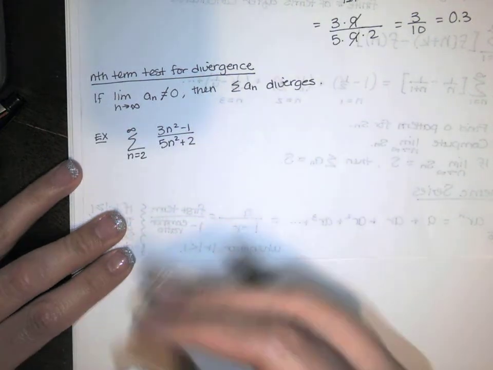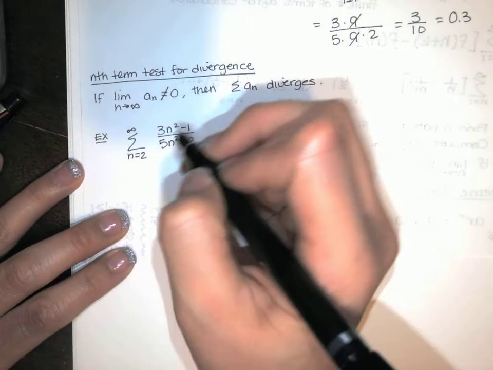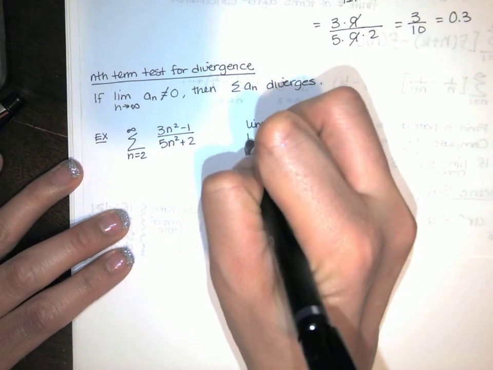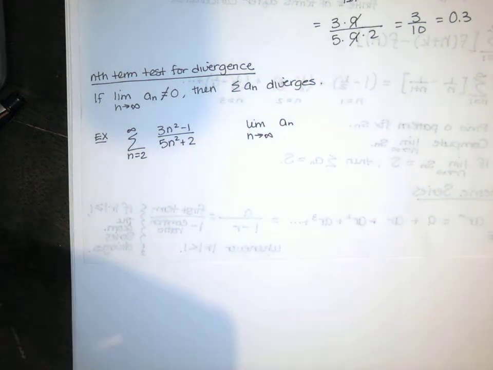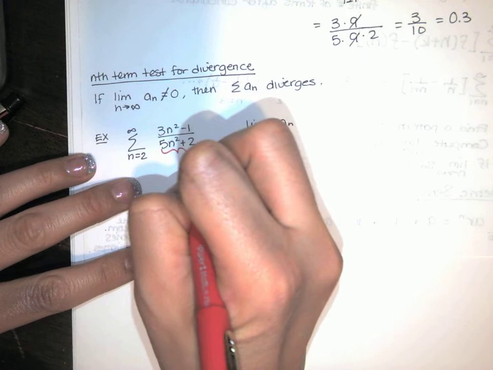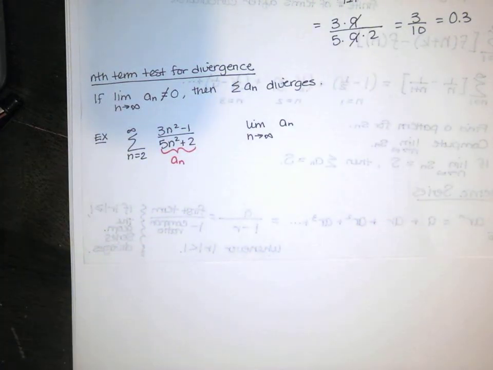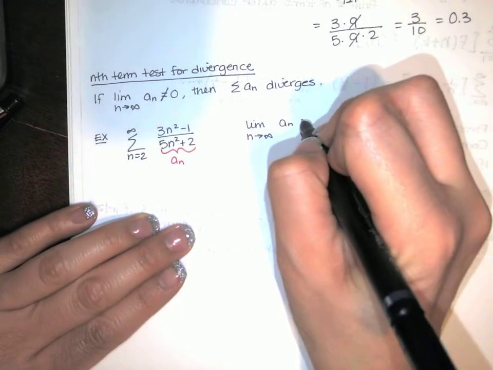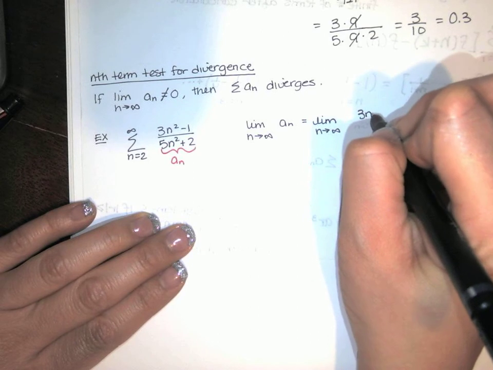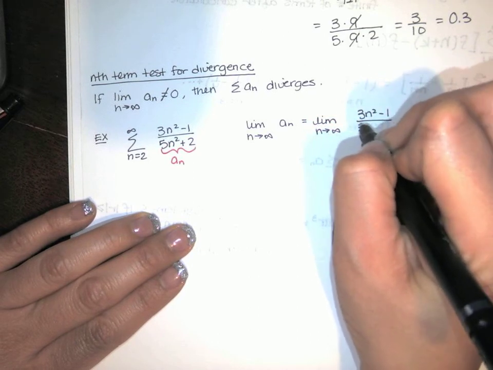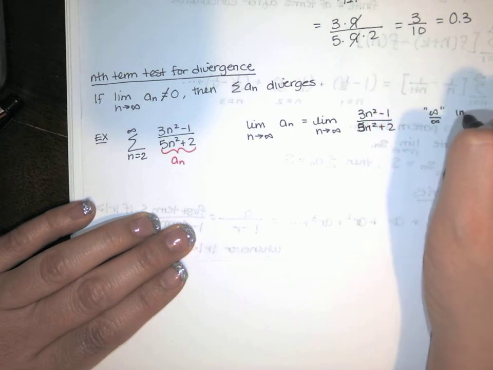So I go through my list of all the tests I've learned so far, and I think that doesn't apply, that doesn't apply. Let's try this one. Let's try the nth term test. So we're going to take the limit as n goes to infinity of a sub n, and remember a sub n is this right here. This is the nth term. We're not looking for the nth partial sum, but the nth term. And right now, oops, that's a 5. This is an infinity over infinity indeterminate form.